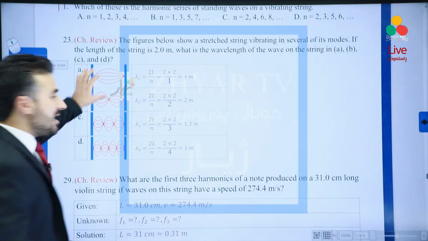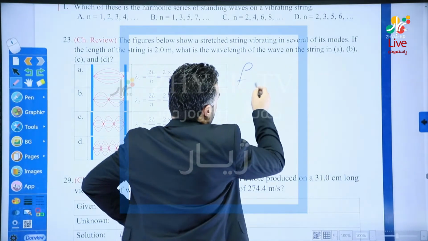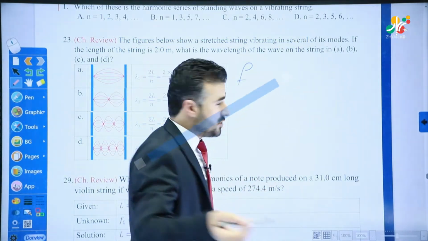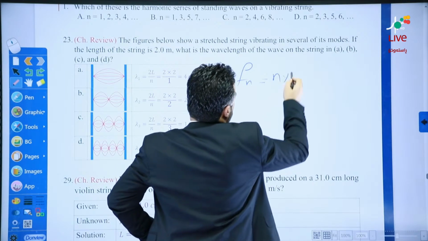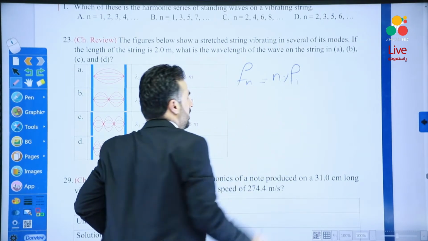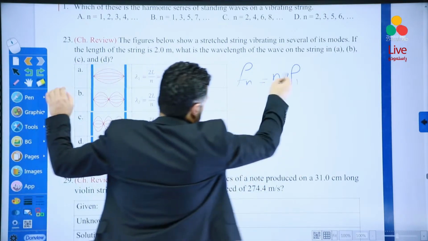First of all, we know that it is a string, yeah? So what is the equation that we use for a string? By the way, there are two equations we can use, yeah? We can say fn equals n times f1, yeah? That is 1. But here's a question. Do we have f1? No, right? So let's just ignore this for a second here.